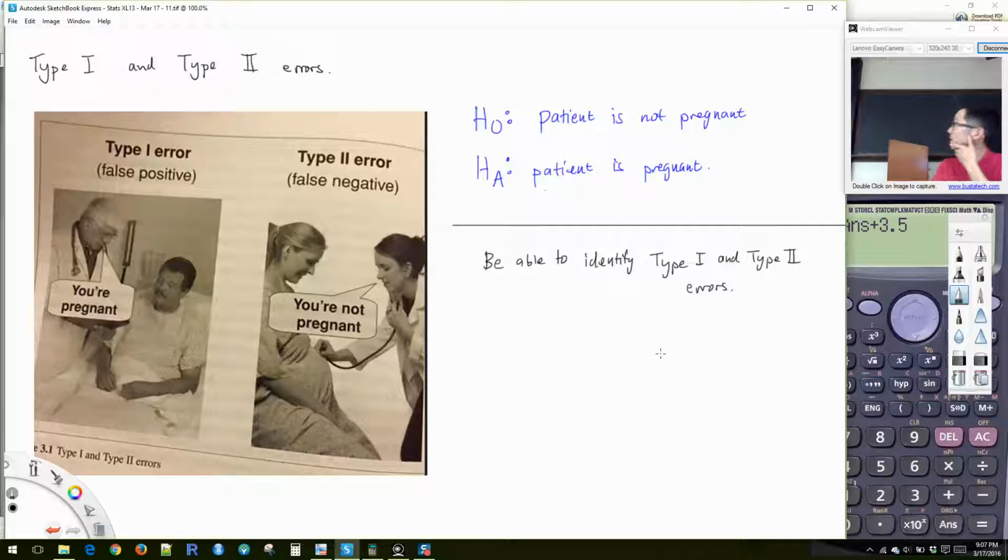What else can I say about type 1 and type 2 errors? Okay. Know the relationship. And what is the relationship between type 1, type 2, alpha, beta, power, and type 1 and type 2?